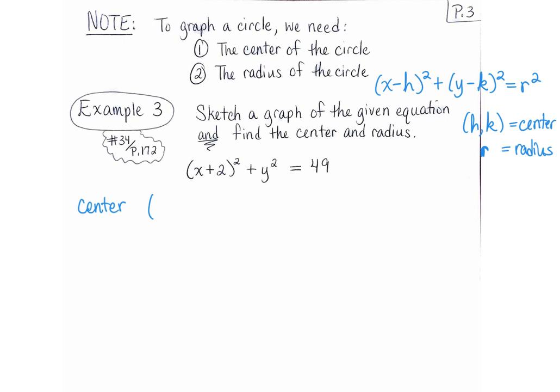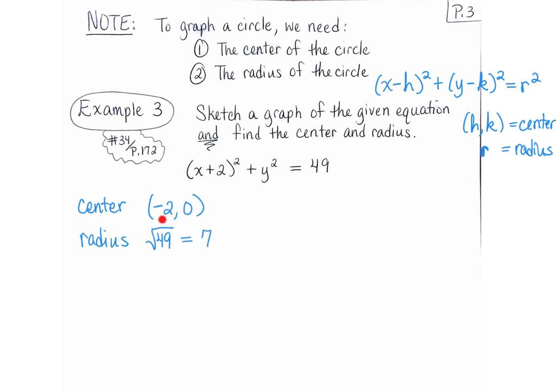Y'all want it for points? Yes. Tell me, come on. Negative 2 and 0. The center is negative 2 comma 0. What is the radius? 7. How did you get it? The square root of 49, and that's 7. Oh, okay.